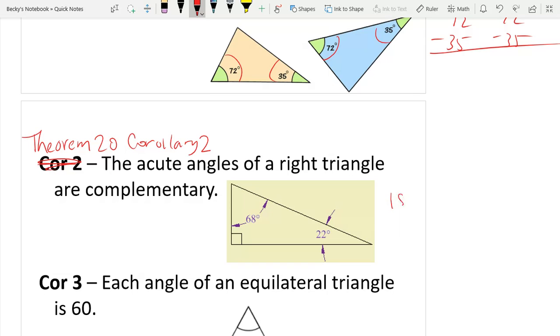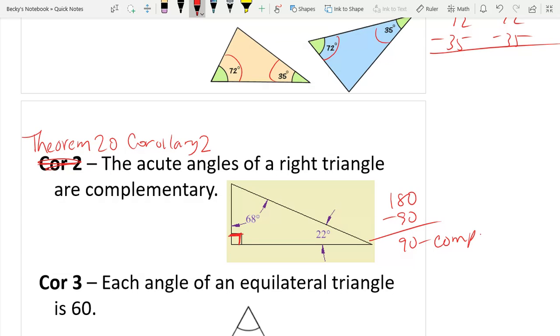All right, now this is a very easy idea. We understand a triangle is 180 degrees. The acute angles of a right triangle are complementary. So of course it is, because if we subtract away the 90-degree angle, we're left with 90 degrees. And that's for two angles. And we know that 90 degrees means complementary. But again, the reason we have this is so now we have a way to reference it within a proof.